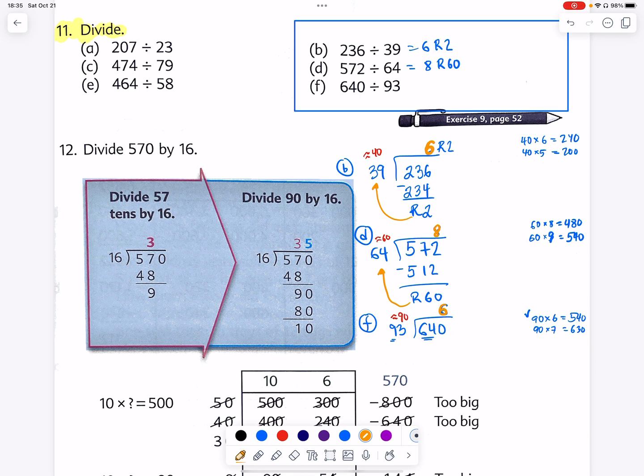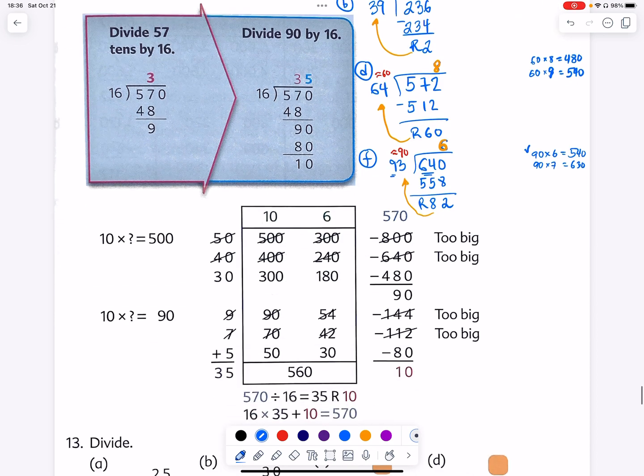So 93, let's try 6 times. 90 times 6 is 540. 3 times 6 is 18. We have 558. And the remainder is, we have 2. And 13 minus 5 is 8, right? Yes, 82 is our remainder. Let's check. Is our remainder smaller than 93? Yes, we got a smaller remainder. So 93 goes into 640 6 times with a remainder of 82, which is perfectly okay. My friends, let's move forward.